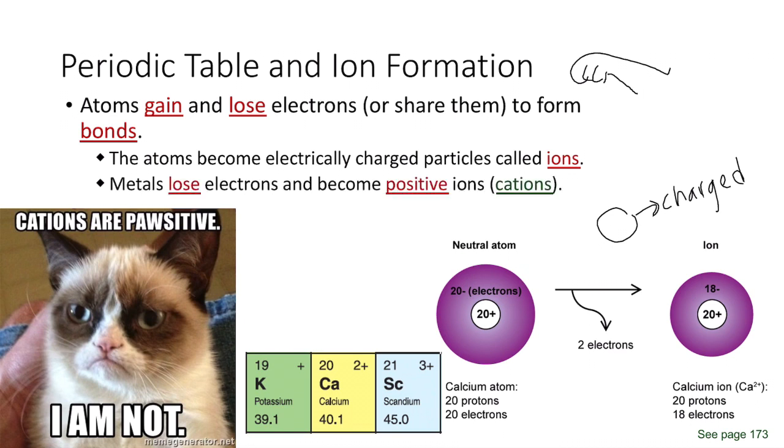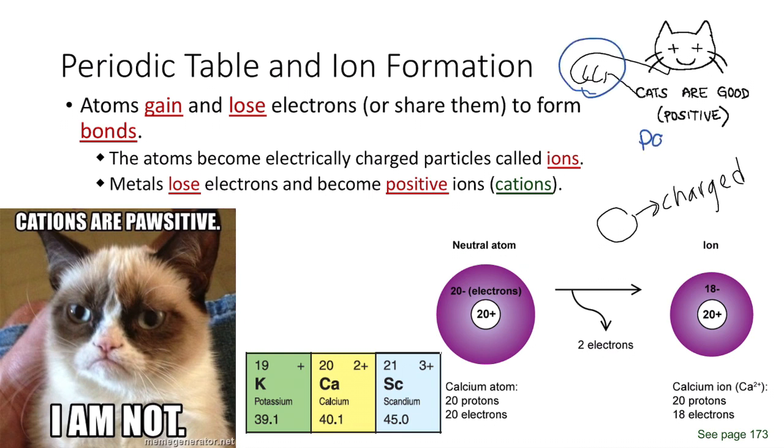Metals lose electrons and become positive ions. So this is referring to cations. So a super cheesy way to remember this: cats are good, so they are positive. Or you can remember that cats have paws, so positive, paws sounds like positive. So remember it however you want, but these are just helpful ways to remember it.